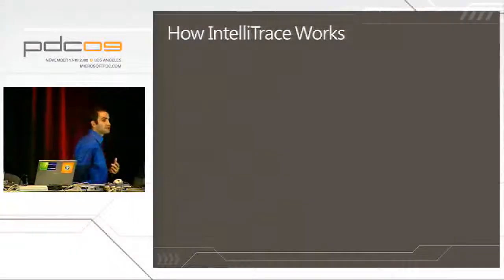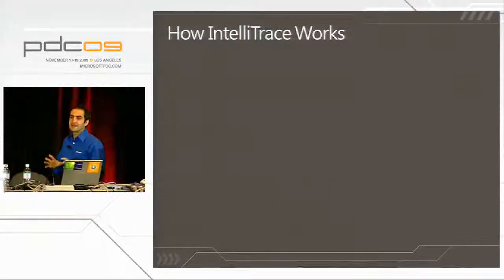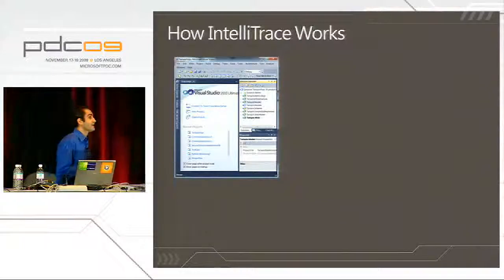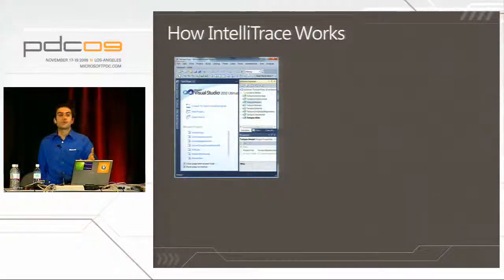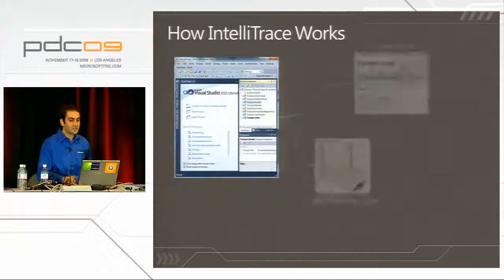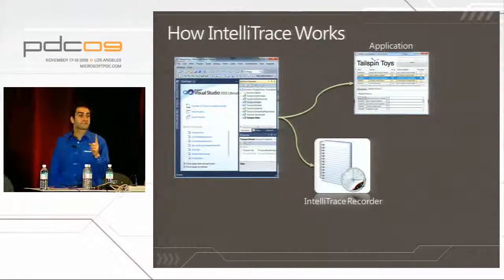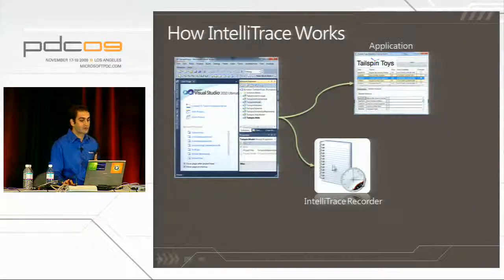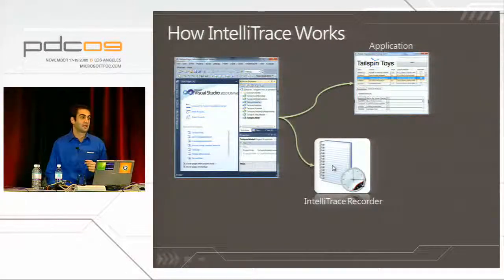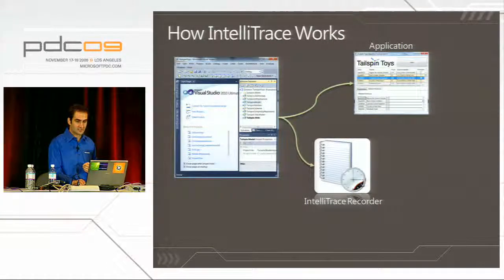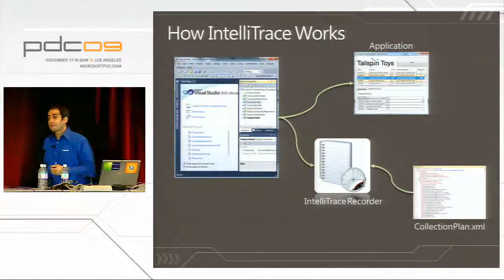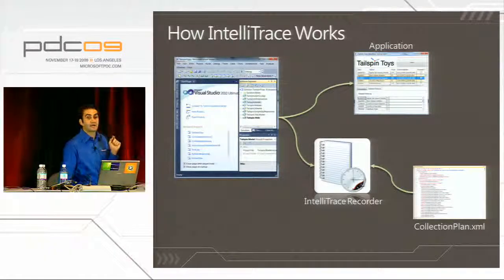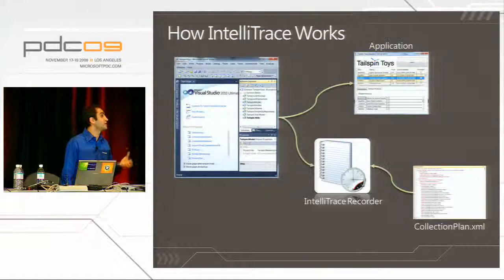I love doing the under the hood sections of my talk, so I'm going to show you how the magic of all this happens. So what you have is, in this case, Visual Studio, right? I'll press F5 in Visual Studio, and as a result, two things happen. Visual Studio first starts your application, but also it starts a process called the IntelliTrace recorder, which basically records, obviously, the application behavior. But before the IntelliTrace recorder starts up, it actually queries for a file called the collection plan.